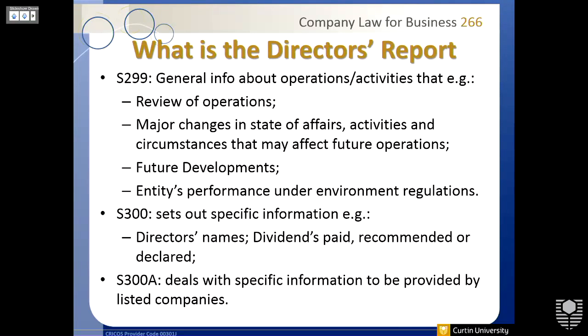Okay. Now, director's report. The contents of a director's report is found under section 299: review of operations, major changes in the state of affairs and activities, and circumstances that may affect future operation. To understand what a director's report looks like, you can go onto the ASX website and download any of the annual reports, and you will see how a director's report has been tabled in the annual report. Basically it will contain all of this information.